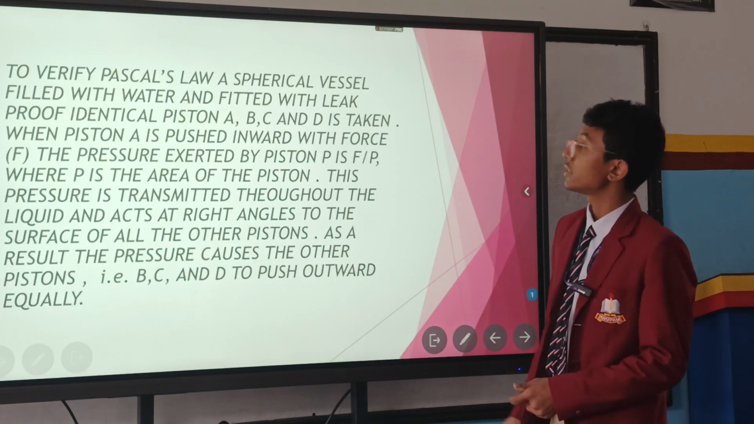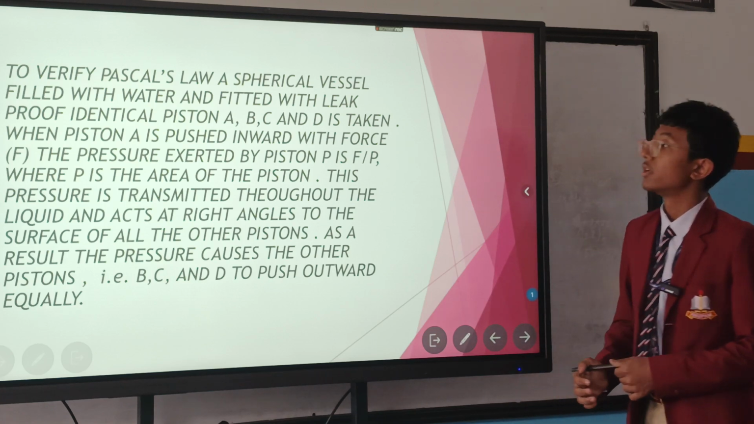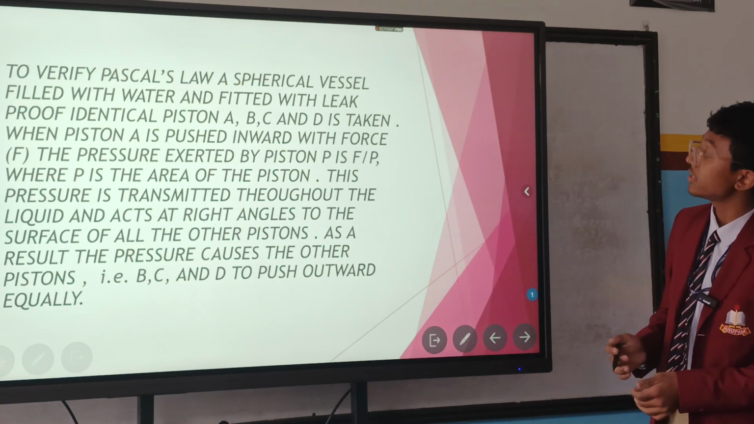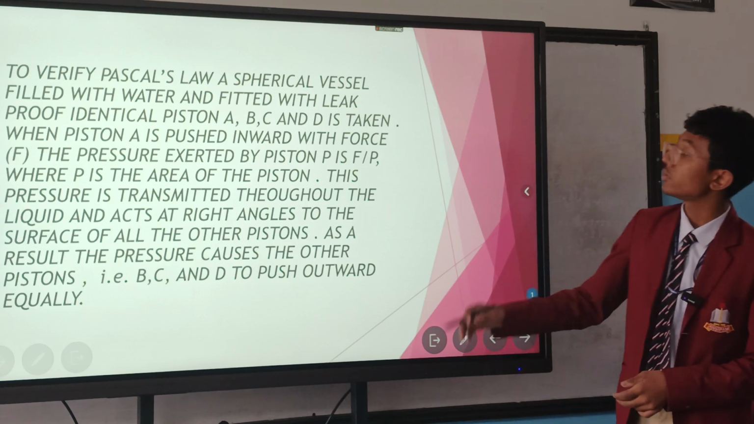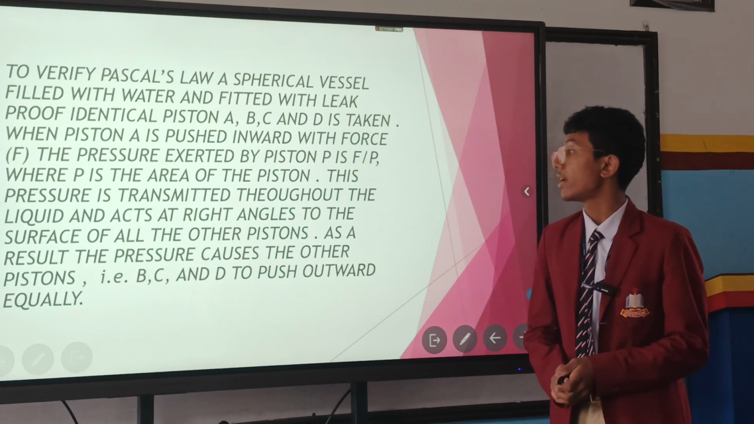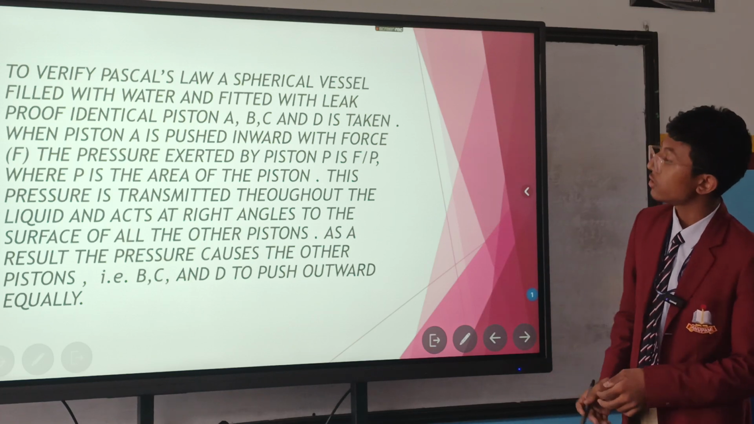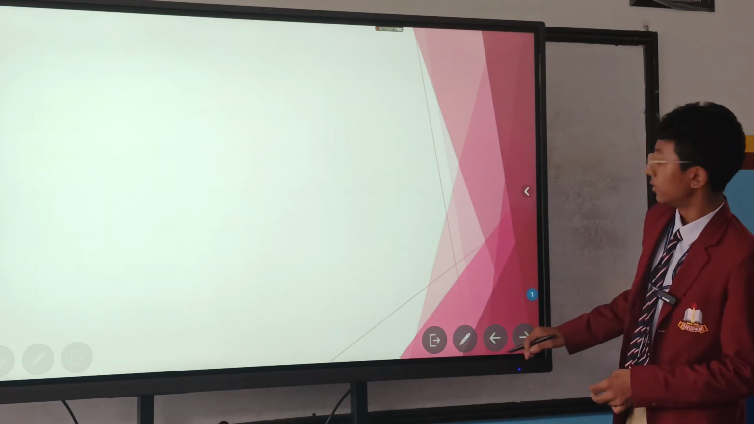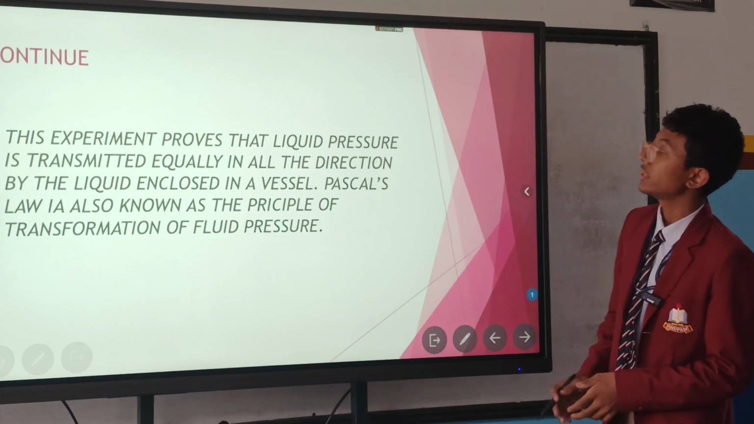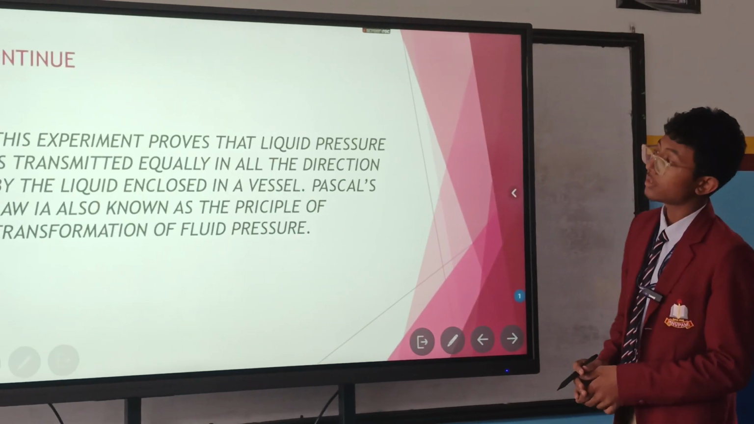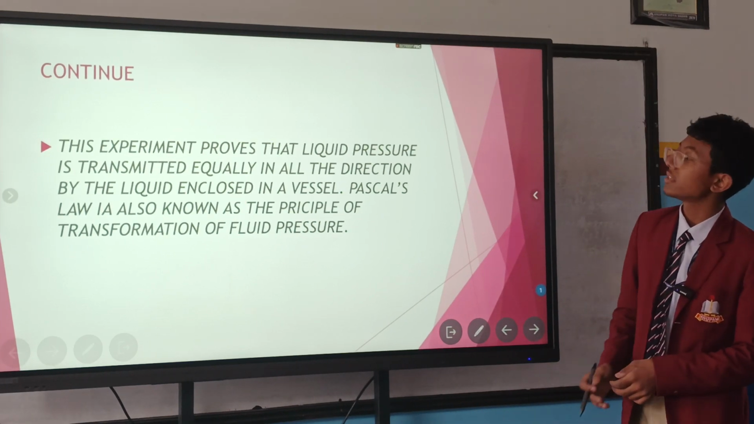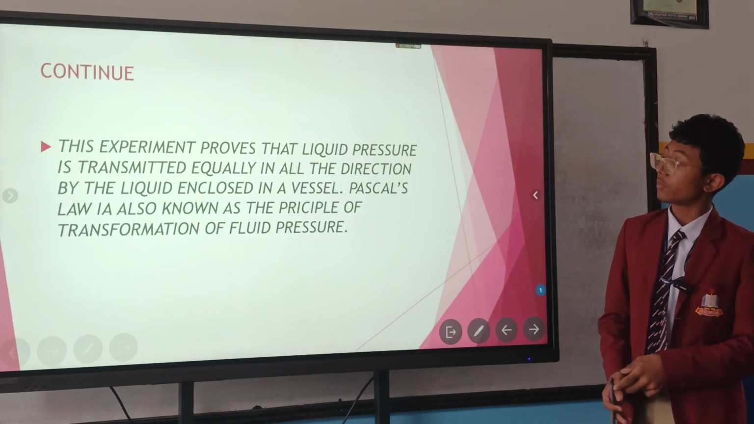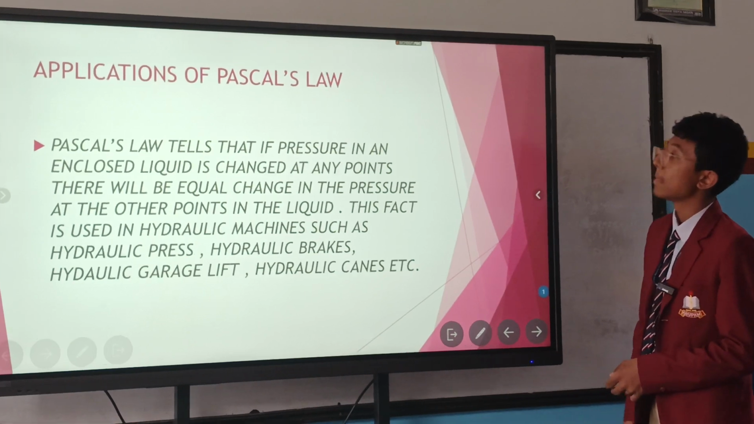When a piston A is pushed inward with force F, the pressure exerted by the piston is F by A, where A is the area of the piston, and this pressure is transferred throughout the liquid and acts at right angles to the surface of all the other pistons. Next, this experiment proved that liquid pressure is transferred equally in all directions by the liquid enclosed in a vessel. Pascal's law is also known as the principle of transmission of fluid pressure.